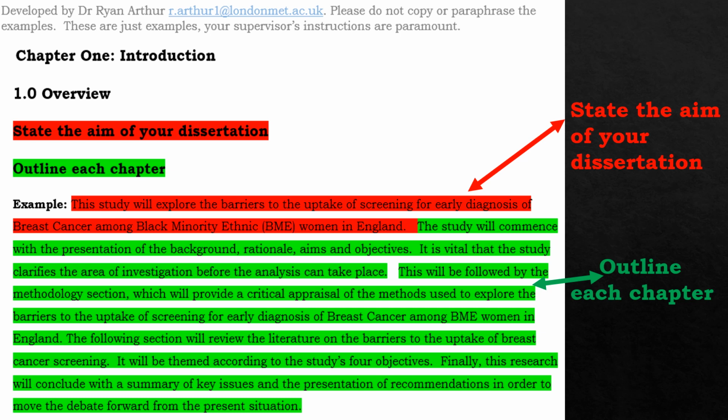And in green, the student has outlined each chapter. Chapter 1 will do this, Chapter 2 will do this, Chapter 3 will do this. But more so, the student has explained the role of each chapter. What is Chapter 1 doing? What purpose is Chapter 2 doing? What is Chapter 3 doing? And she really explains this in a very concise and straightforward manner.